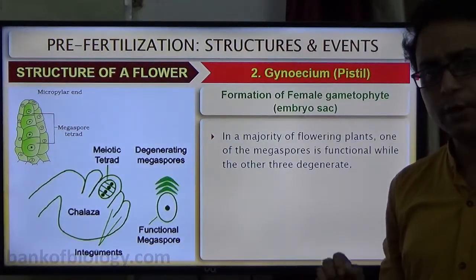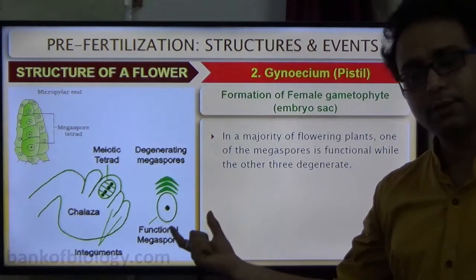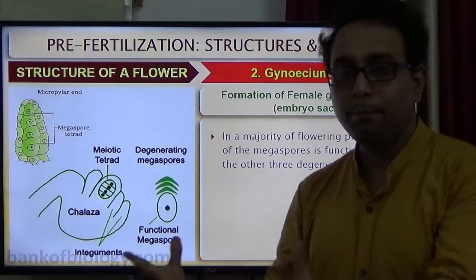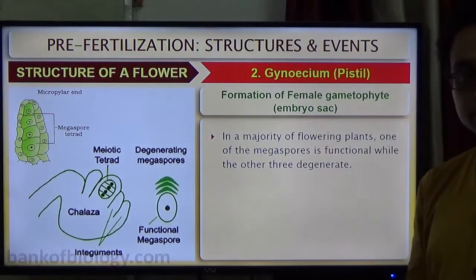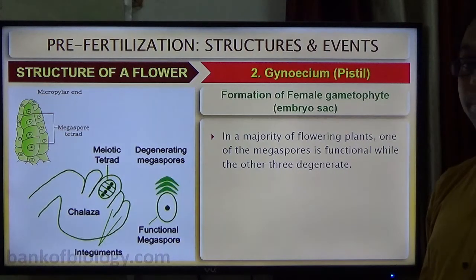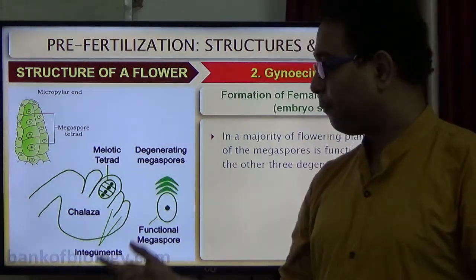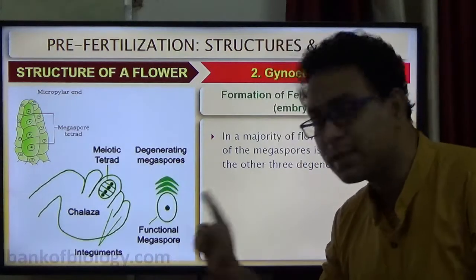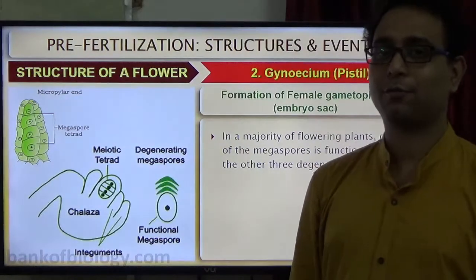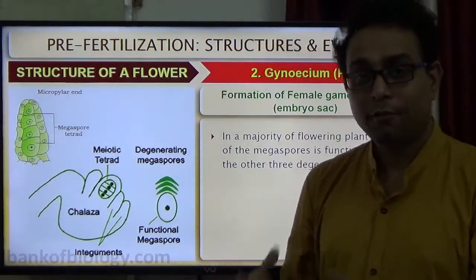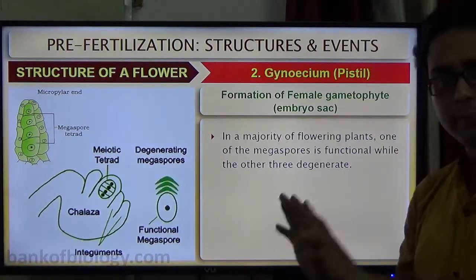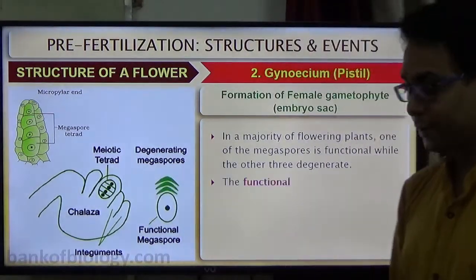But what is the importance? We start from one cell, and we also get 1 cell. So what is the importance of this process? You tell. Right, because the megaspore mother cell contains the diploid number of chromosomes, but the functional megaspore contains the haploid number of chromosomes. That is the difference. For that reason the meiosis process is happening.